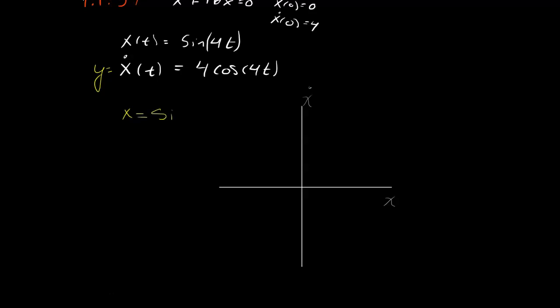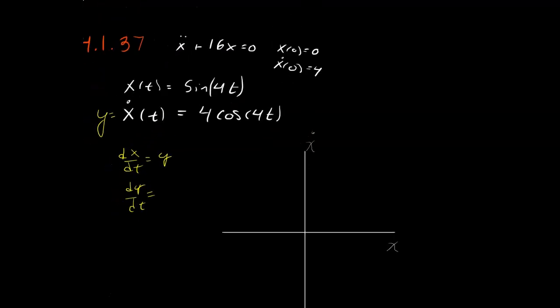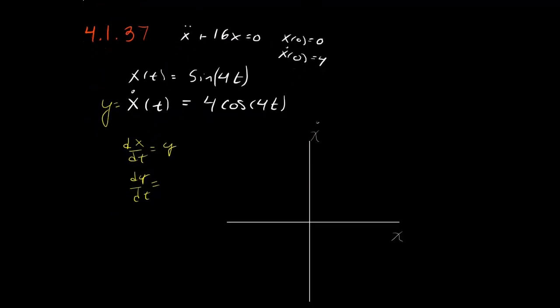Your system of equations would be, if we were trying to convert it, dx/dt is equal to y, right? And then dy/dt, since that would be the second derivative, is equal to x double dot, which in this case you can show would be equal to negative 16x. So that's one way you could set up this problem in the beginning.